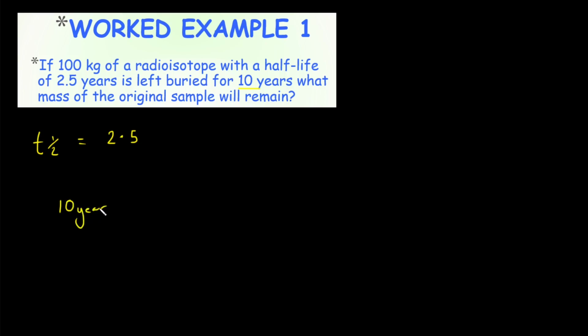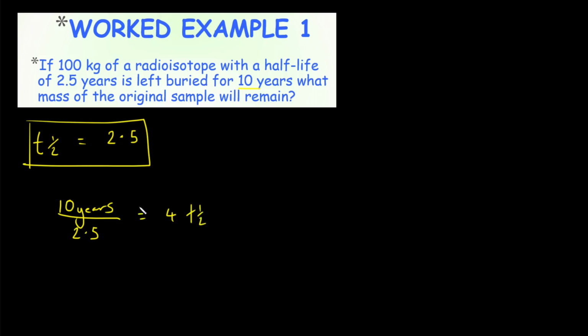So I want to know how many half-lives are going to occur within this 10-year period. How many times is this 100 kilograms going to be halved? So in 10 years, if I divide that by 2.5 years, we'll figure out that there's going to be 4 half-lives within that 10-year period.